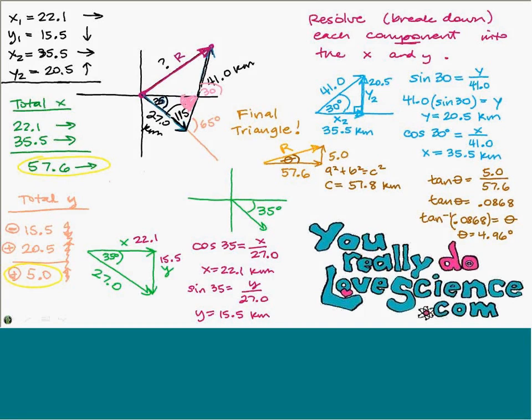I feel like our answer doesn't exactly match the picture. It's pretty accurate. Really? Because we just figured out theta is about 5 degrees, like 4.96, which means this in here is basically 5 degrees. I don't think we made a mistake. It's right. So we could say 57.8 kilometers at, let's give direction, answer. And right now I'm writing in the middle of the page right above the word U on You Really Do Love Science. So we're at 4.96 degrees.